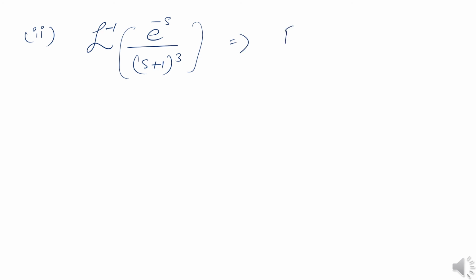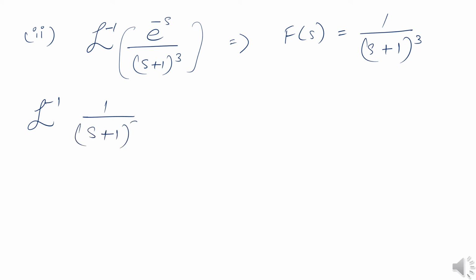The second example is the Laplace inverse of e raised to the power negative s over (s plus 1) whole cubed. The first thing we need to do is identify F(s). In this case our F(s) is 1 over (s plus 1) whole cubed. I can find its inverse transform by using some properties of Laplace transforms we learned in the previous lecture. It is e raised to the power negative t multiplied by t squared over 2 factorial. So this is our f(t).